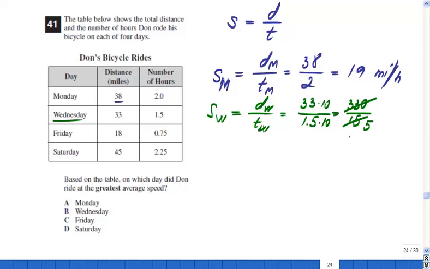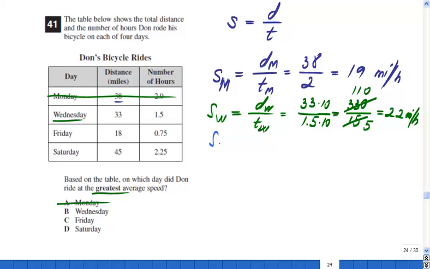15 divided by 3 is 5. 330 divided by 3 is 110. Now 5 goes in 110 how many times? 5 goes in 10 2 times, and in 10, 2 times. What is the average speed? 22 miles per hour. What is the question? Greatest. It looks like Monday is not good because Wednesday we have a greater average speed.